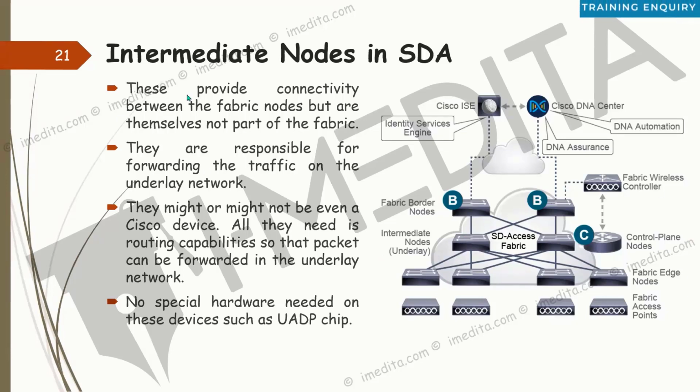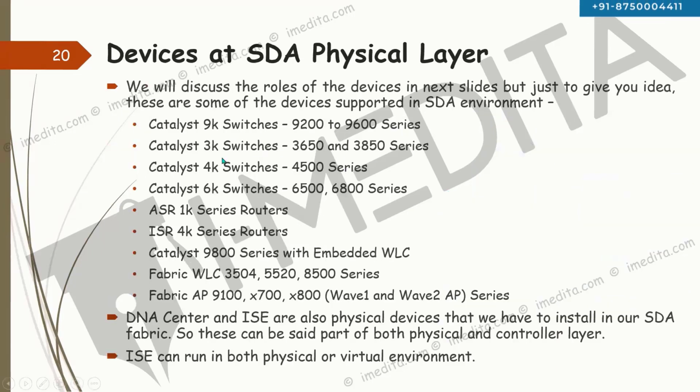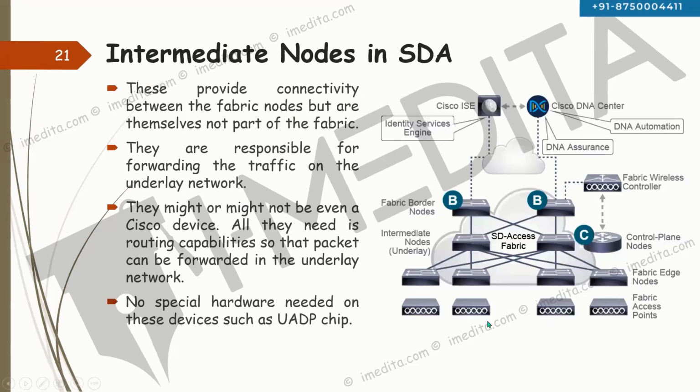Fine. So we have these physical devices that are compatible with the Cisco SDA deployment. For these devices, we are going to set the roles. And there could be some devices that are not part of the Cisco SDA design. They are what we refer to as the intermediate nodes, which are part of the underlying infrastructure, the underlay network.